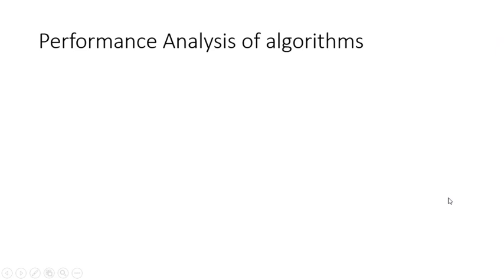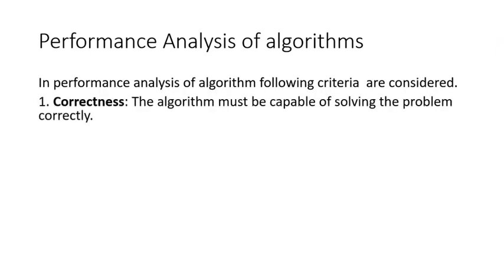So here, performance analysis of algorithm, the first one is correctness. In the performance analysis of algorithm, the following criteria are considered. These are the criteria, 5 criteria are there. We will see one by one, and the first one is correctness. What is correctness? The algorithm must be capable of solving the problem correctly.